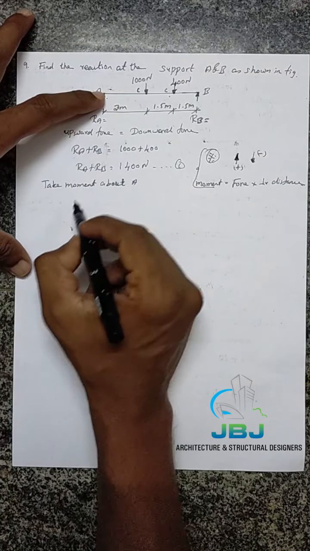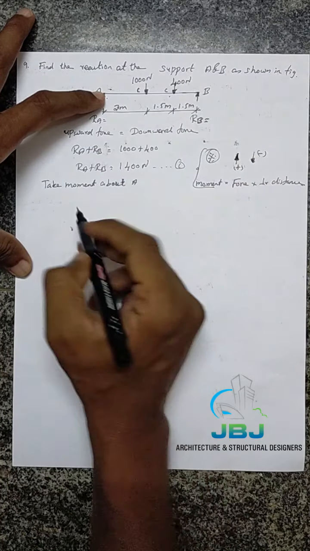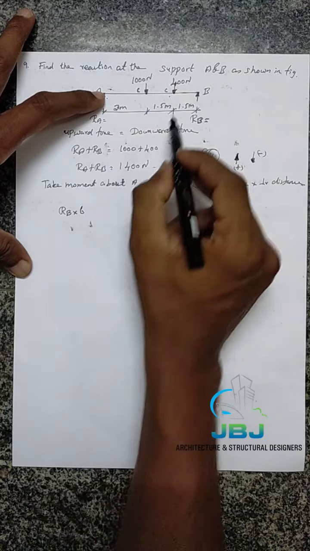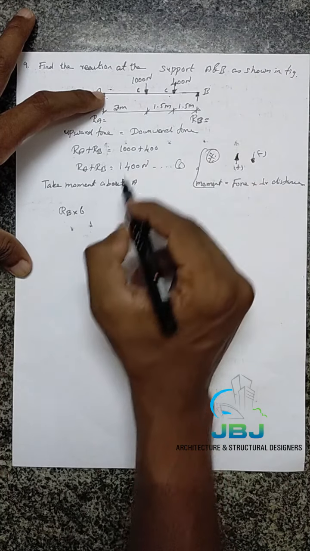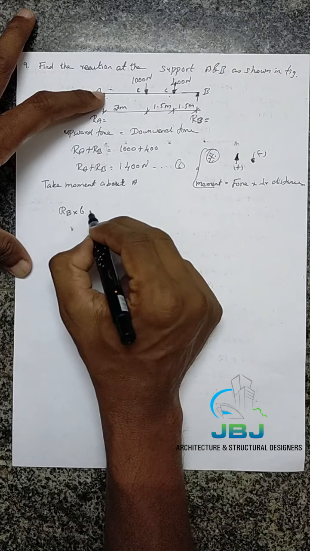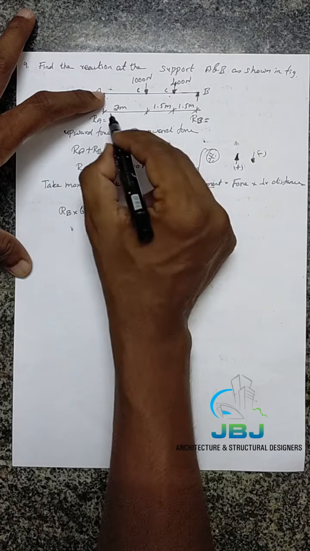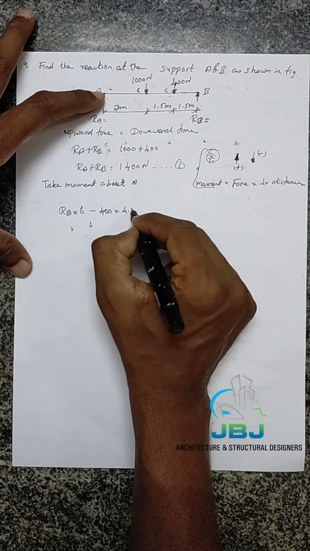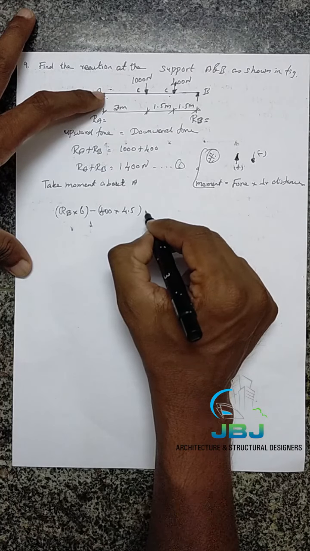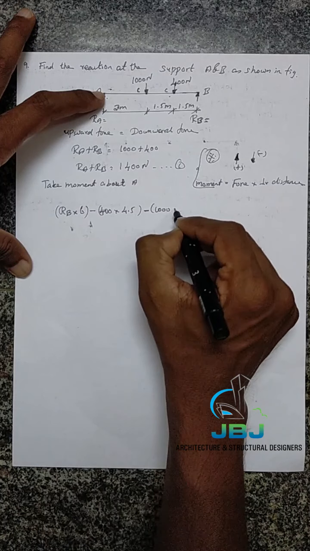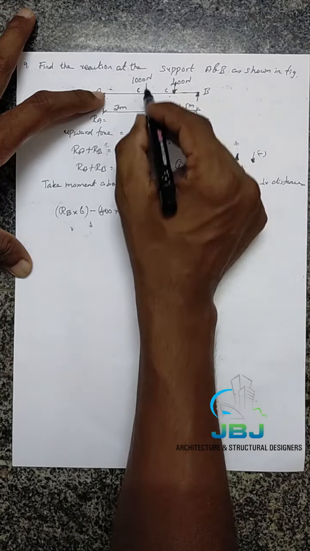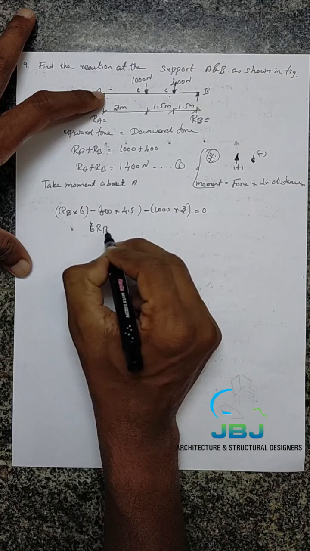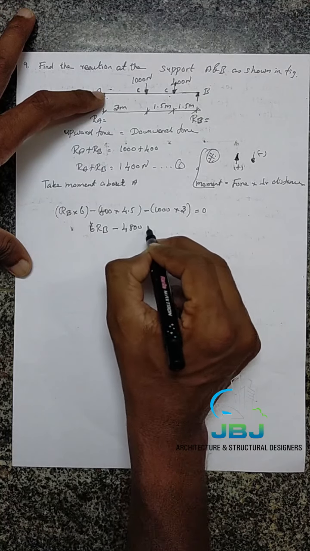Similarly you can do the same thing. You put your finger over here. This is RB, right? RB is acting in the upward direction. RB into, what's the distance? It's 6 meter, 3 plus 1.5 plus 1.5. Here one downward force is acting, so you put the negative sign. 400 into, what's the perpendicular distance? This is the line of action, this is the distance. So 4.5, better to put in a bracket. One more force is there, the 1000 Newton into, what's the perpendicular distance? 3 meter. 1000 into 3 meter, equal to 0. So 6 RB minus 4800 equal to 0.